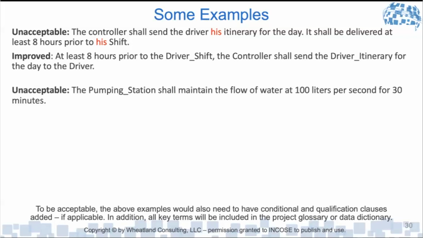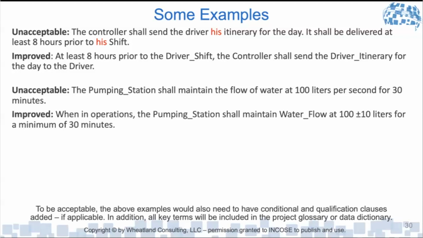The pumping station shall maintain the flow of water at 100 liters per second for 30 minutes. Here, there are no ranges. So it's saying exactly 100.000 per second for exactly 30.000 minutes. Very hard to design a system for that, and very hard to do the verification. So you say "when in operation," a qualifying statement, because if it's off, it doesn't need to maintain the water flow. So: when in operation, the pumping station shall maintain water flow of 100 plus or minus 10 liters per second for a minimum of 30 minutes.